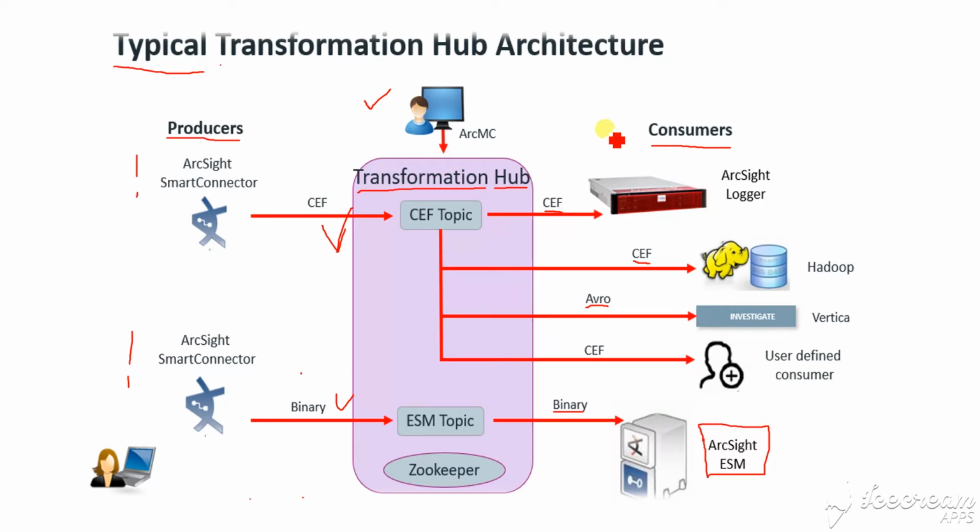So in this video, we will focus primarily on the Transformation Hub software, and as well the ArcMC, which is right on top of the Transformation Hub. From ArcMC, we're going to simply manage the Transformation Hub, and later we have the capability to manage our loggers, our smart connectors and so on. So from a central location, we can manage all those.